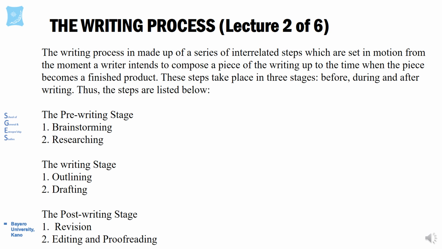Then we have some events that take place during the actual writing, that is the writing stage. Under this we have two activities, outlining and drafting. Then finally we have the post-writing stage. These are activities which take place after the writing is finished, after the writing is concluded. Here we have two main activities, revision as well as editing and proofreading. These are the 6 different steps in the writing process. Now we are going to discuss all these steps one after the other in the subsequent slides.